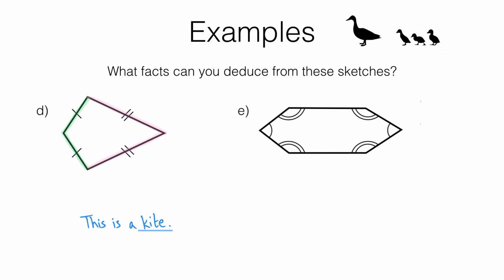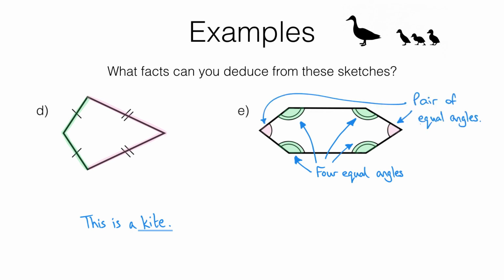In question E, we've got some angle markers, and then we've got some double angle markers. Now, you might be able to guess what's going on. The double angle markers show that these angles are equal, and these single angle markers show that these two are equal. We just have to be careful, however, because sometimes we use single angle markers just to show angles that aren't necessarily equal.